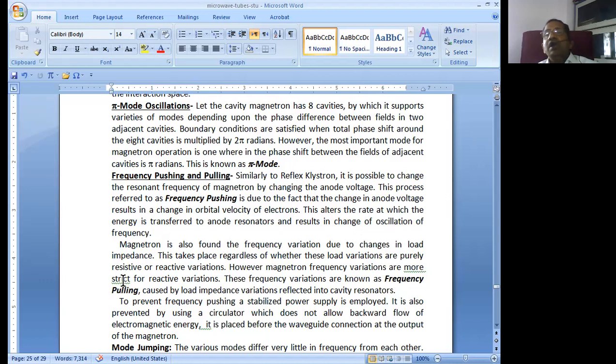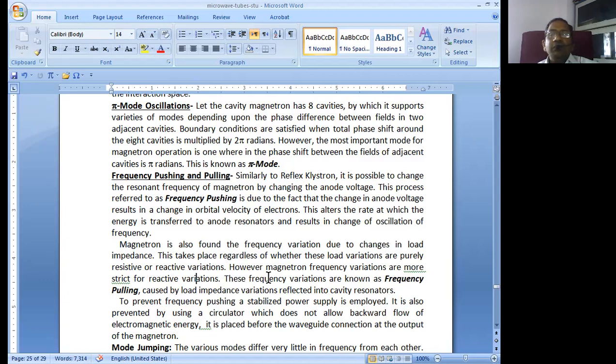So that means here energy transfer is going to take place, right? Energy is transferred to the anode from the interaction space. From the interaction space, energy is transferred to the anode. We are picking the signal from the anode. So the other concept is going to be called frequency pulling.